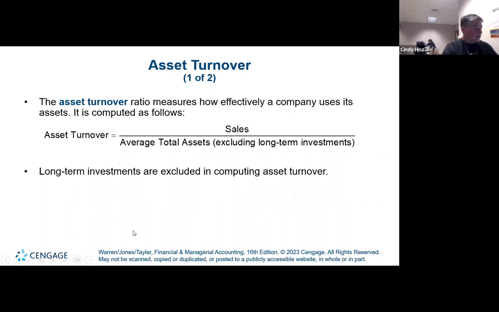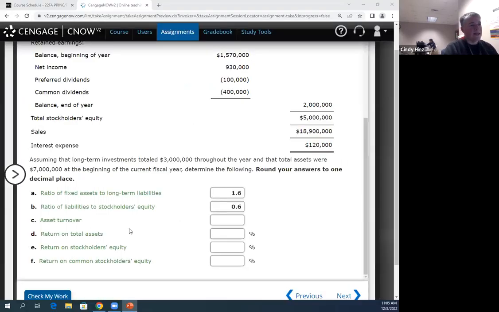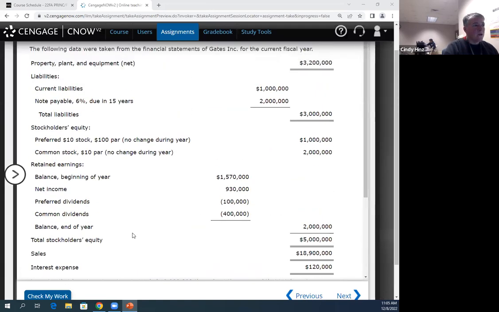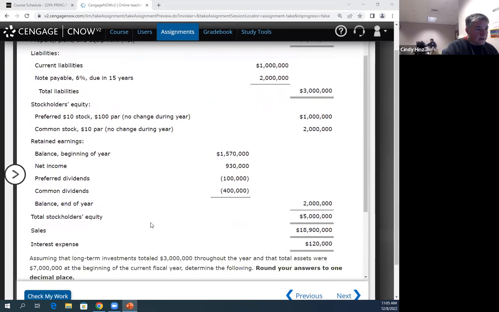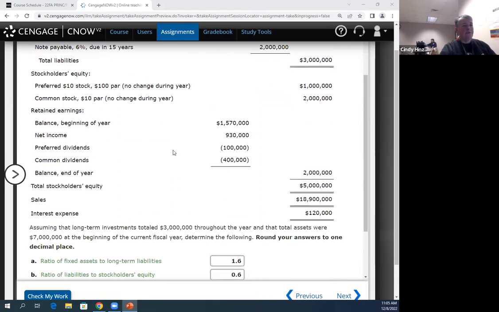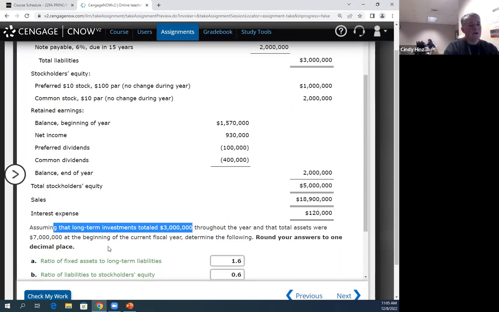So there's our calculation for asset turnover. Let's go back to the exercise to calculate that. We aren't given any specific information in the table about their assets, but it does tell us that long-term investments totaled $3 million.